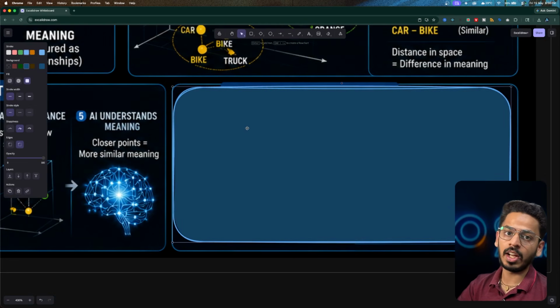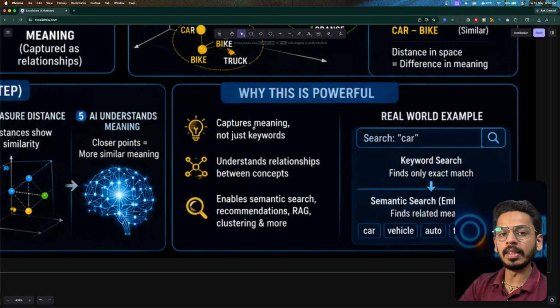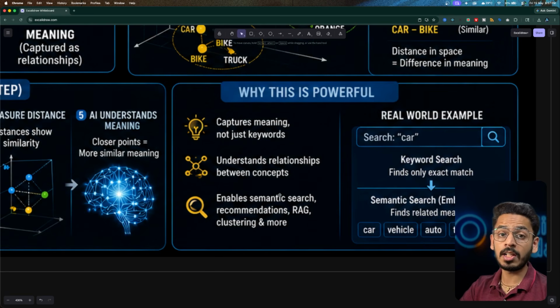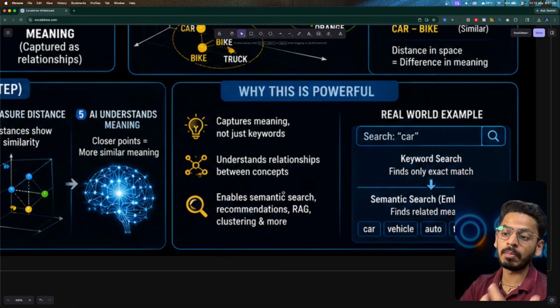And once we are done with that, why do we need it? Why is it so powerful? Why are embeddings needed? Because it does not capture just the keywords, but also captures the meaning of the word by using the distance or the similarity. Second point is it understands the relationship between different concepts and also helps developers enable semantic search, recommendations, RAG, clustering, and even more.